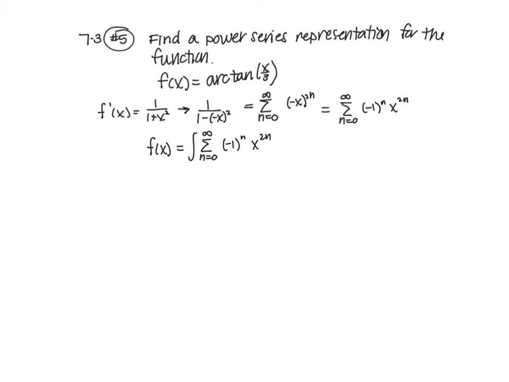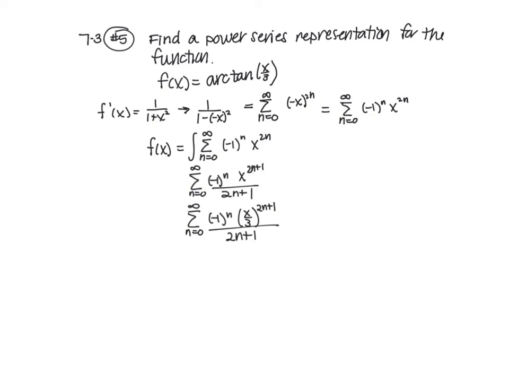But when I take the integral of this, I'm going to get the series from n equals 0 to infinity of negative 1 to the n, x raised to the 2n plus 1, I'm going up a degree, and I'm dividing by that degree. Now when I make my substitutions in, I get n equals 0 to infinity of negative 1 to the n, x over 3 to the 2n plus 1 over 2n plus 1.